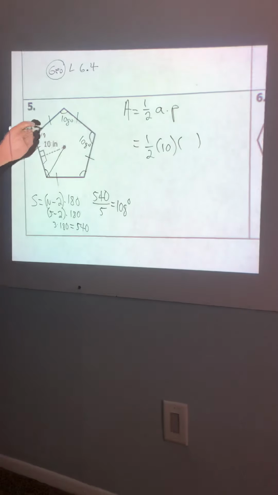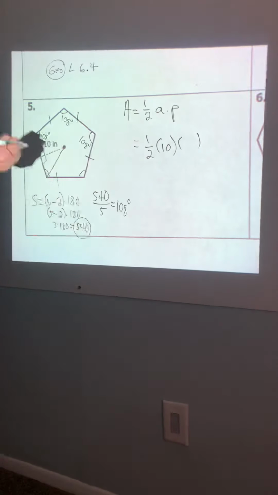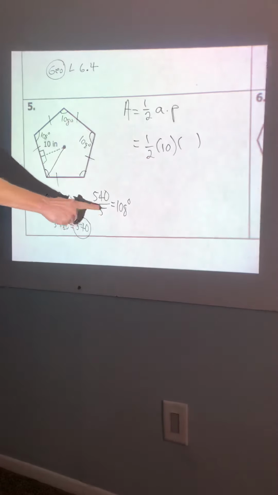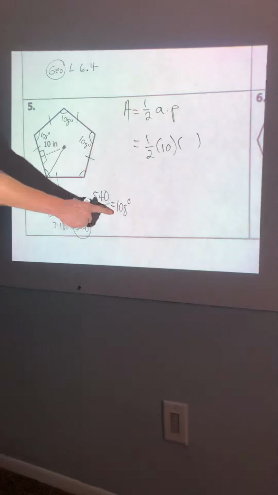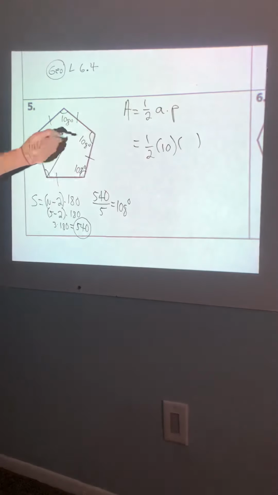All right, before I get too into this, let me review. In order for you to find one of the angles, you plug in the number of sides, subtract 2, times 180. The 540 is the total of all of the angles. You count how many angles there are, and you go 540 divided by 5, and then each of them is 108.